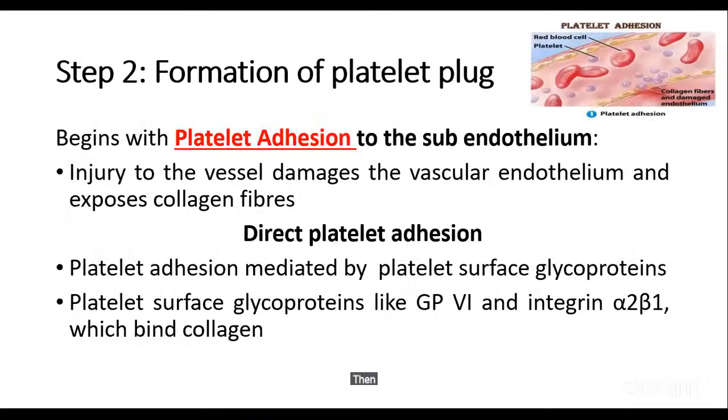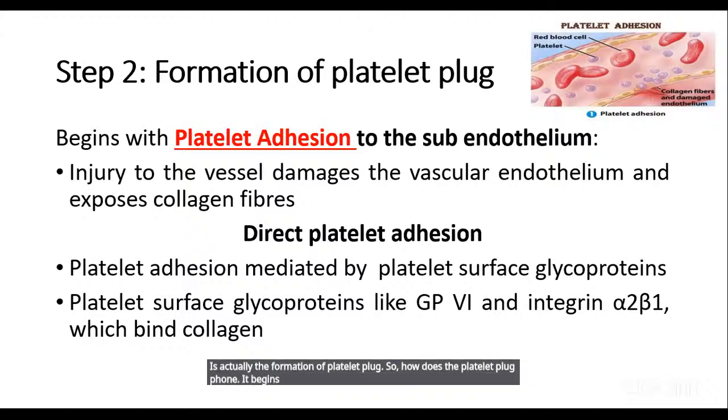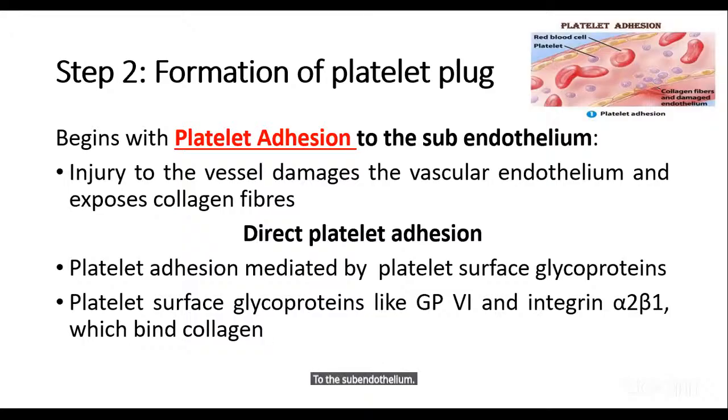Then the second step of hemostasis under primary hemostasis is actually the formation of platelet plug. So how does the platelet plug form? It begins with platelet adhesion to the subendothelium. Injury to the vessel damages the vascular endothelium and exposes collagen fibers. Take note of collagen. Then adhesion can either be direct or indirect.